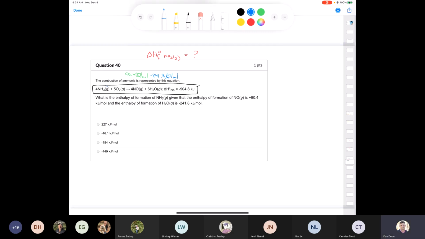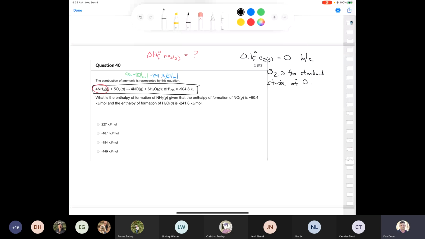Now, we're looking for the delta H of formation of ammonia, aren't we? Notice that they haven't given us the delta H of formation of O2, right? The reason why is because the delta H of formation of O2 in the gaseous state is 0, because O2 is the standard state of oxygen. Whenever we have anything in its standard state, it's going to have a delta H of formation of 0.